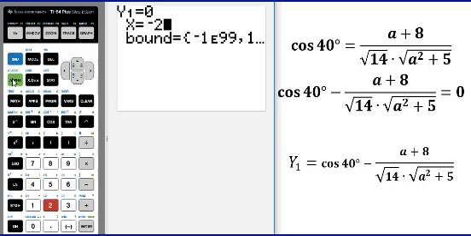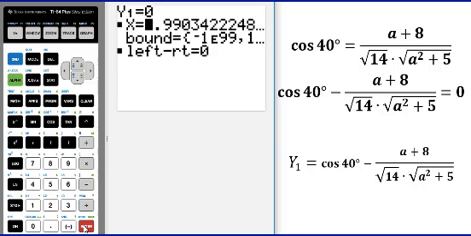So I do alpha, enter, that's a solve. They give you the solution -0.990. We know the other is a positive, so I estimate that is a 5. Then I do alpha, enter. You get another root, x equals 3.2.